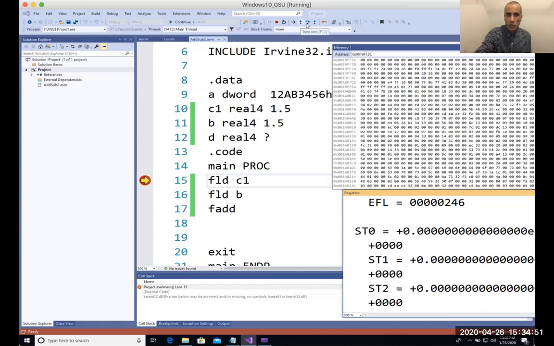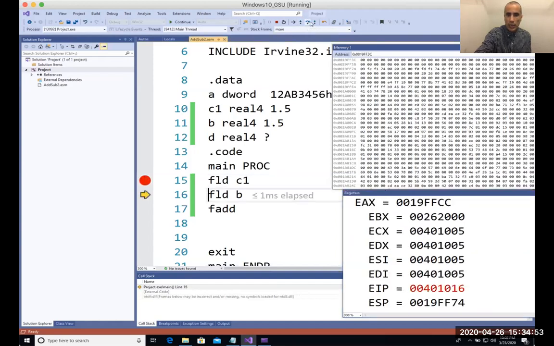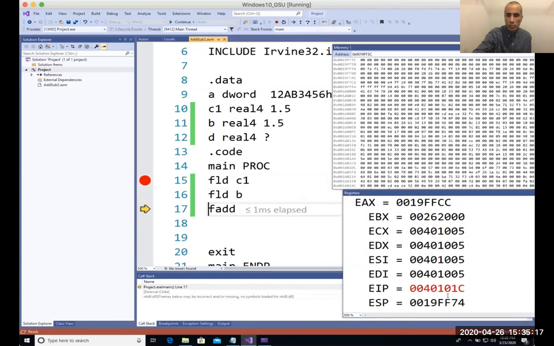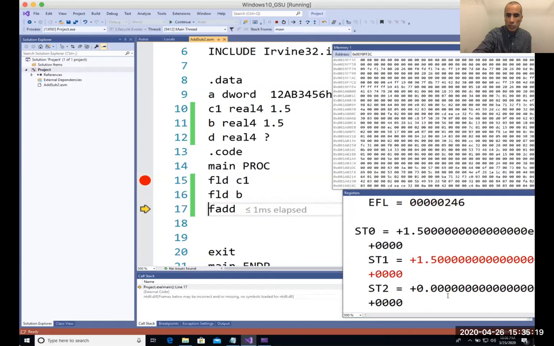So if we do this right here, the instruction pointer now moves. So that's the top of the stack, 1.5. Now if we load B, then the top of the stack, ST0, should be 1.5, and this 1.5 should go to ST1, right? I wish I had it as 1.4, so that way you would see the effect very clearly. The instruction pointer now points at the next instruction. The top of the stack is 1.5.